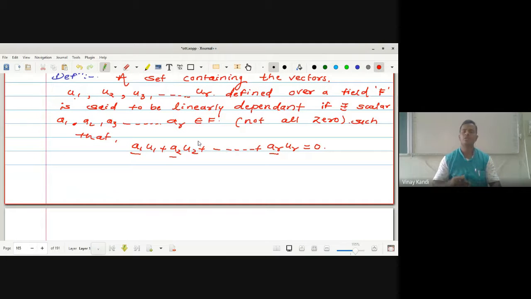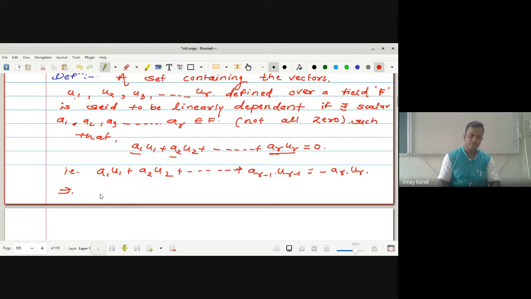Linear dependence of vectors means one vector is dependent on the others. Suppose, look at here, we have a1 u1 plus a2 u2 plus up to so on, plus ar minus 1 into ur minus 1, equal to, taking this term to the right hand side, minus ar into ur. Now take this minus ar to the left side. So what we get here: minus a1 upon ar into u1 plus minus a2 upon ar into u2 plus up to so on.